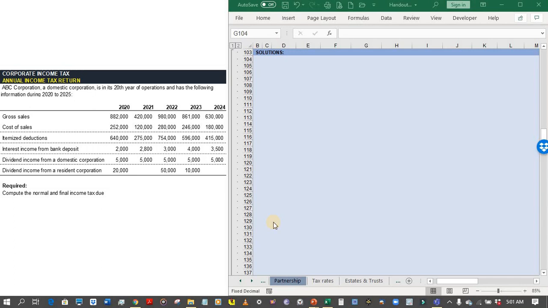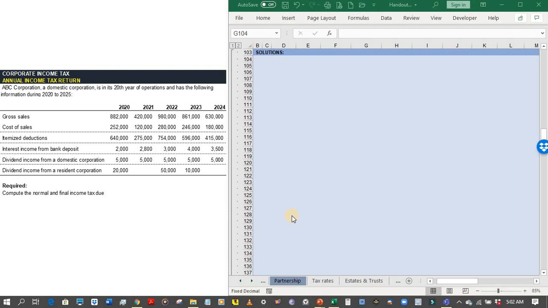So let's discuss another problem on corporate income tax. And this discussion is again for regular corporations like domestic and resident foreign corporations. So this procedure will not apply on non-resident foreign corporations. So let us start with the problem. ABC Corporation, a domestic corporation, is in its 20th year of operations and has the following information during 2020 to 2025.